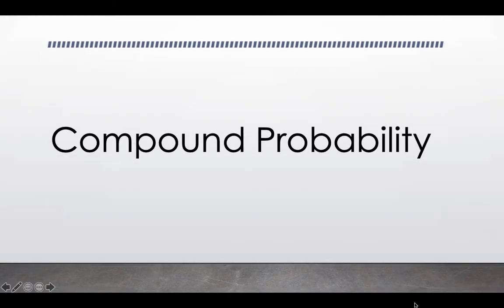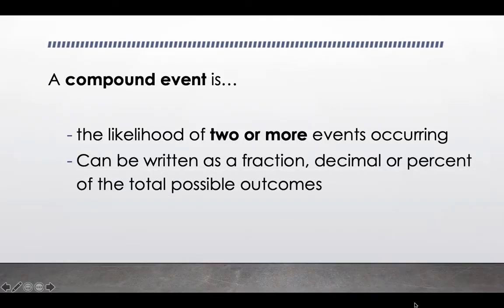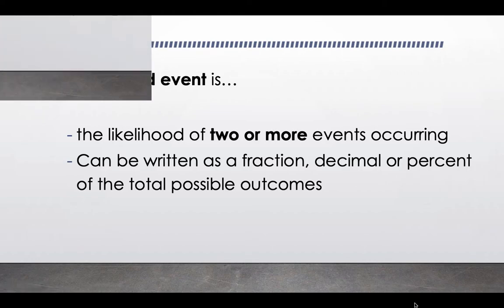In this video, we will discuss a third type of probability called compound probability. Compound probability, or a compound event, is the likelihood of two or more events occurring. This also can be written as a fraction, a decimal, or a percent of the total possible outcomes. Let's first discuss how we can calculate the total possible outcomes.